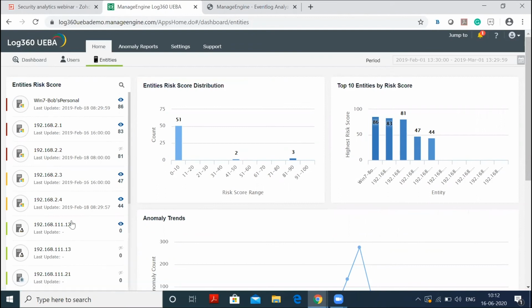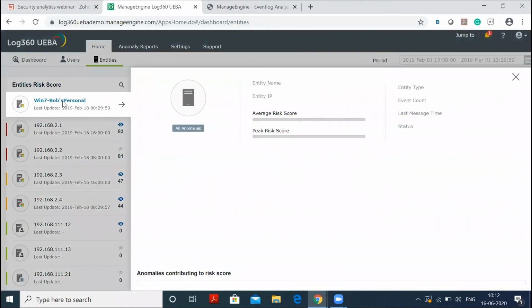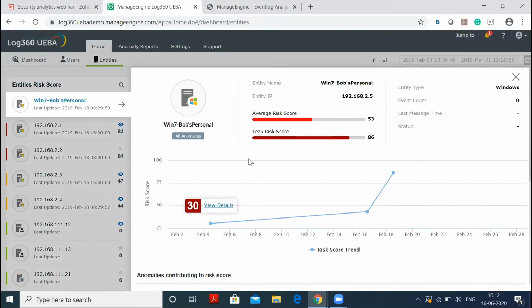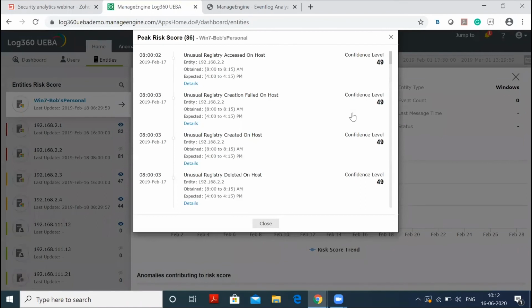So here again, you see that most systems are okay. Most systems have a low risk score, but you have a few systems that have a high risk score. So it says here, Bob's personal machine has a high risk score. So you can click on this and investigate what's going on. You can see that over time, the risk score has changed. On a given day, the risk score was 86. So you can click on view details and see what were the events that happened on that machine. And you can see what were the individual anomalies.